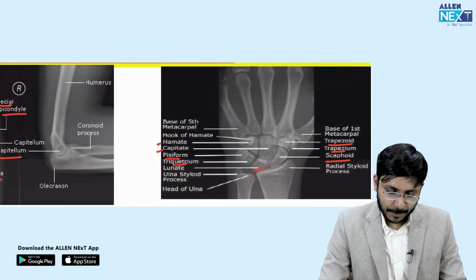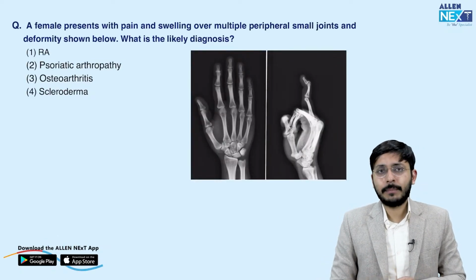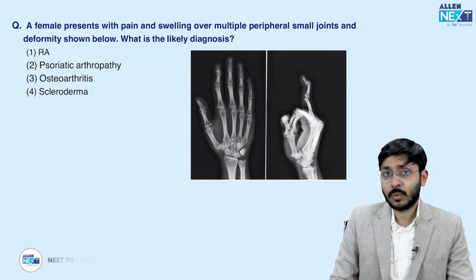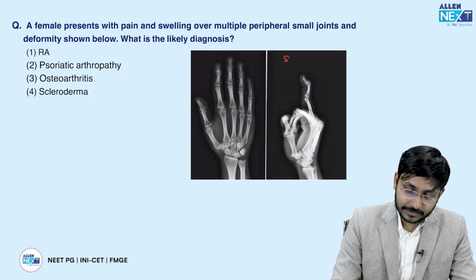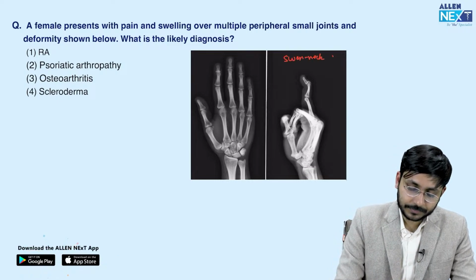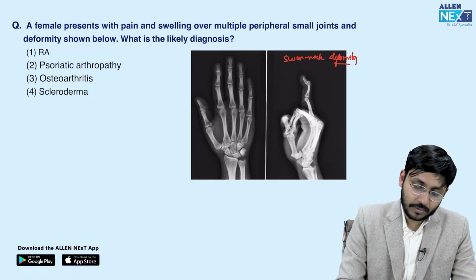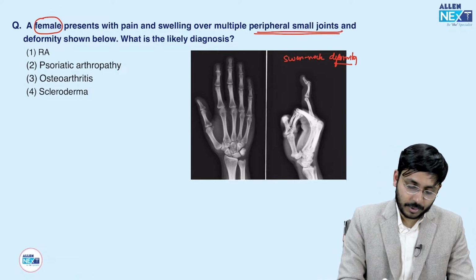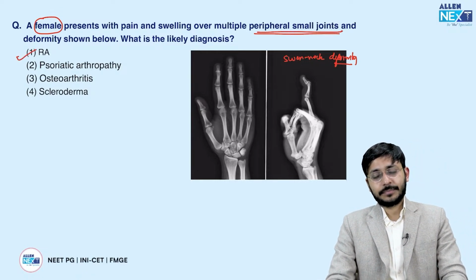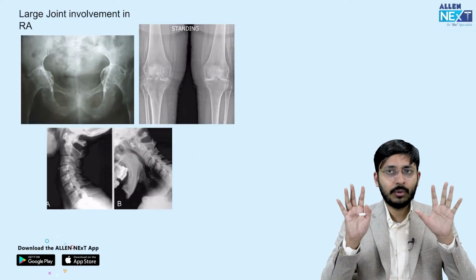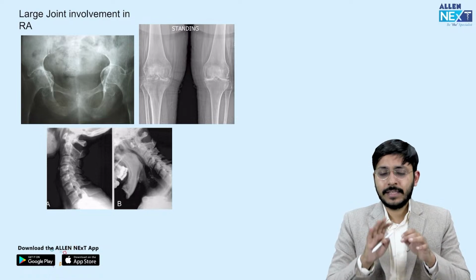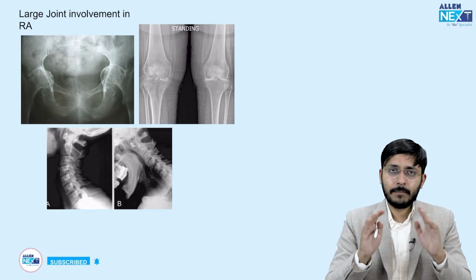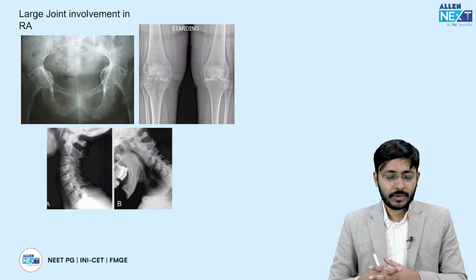Now, a female presents with pain and swelling over multiple peripheral small joints and the deformity is shown below. What is the likely diagnosis? So what kind of deformity are we seeing first of all? We are seeing a swan neck deformity. And in the background of it being a female patient and multiple small joints involved, the diagnosis is pointing towards rheumatoid arthritis. Rheumatoid arthritis typically involves the small joints of hands and feet, and in the small joints the PIP are involved and DIP are typically spared. But RA can involve the large joints as well.